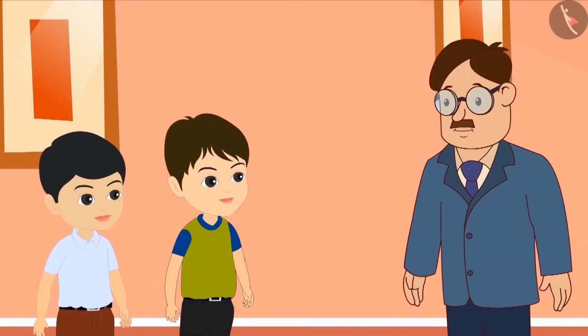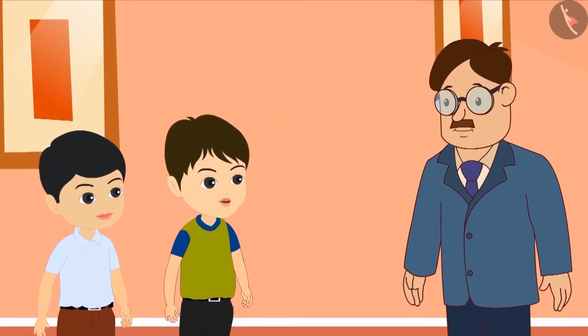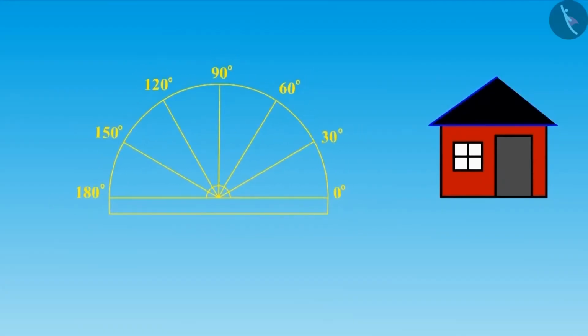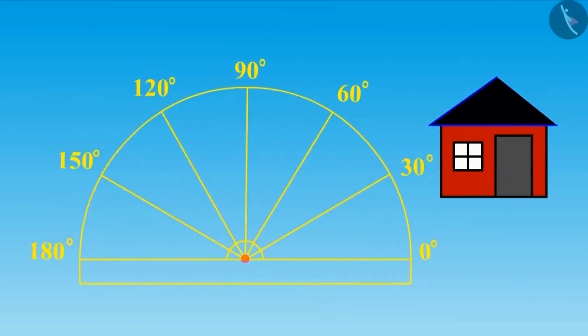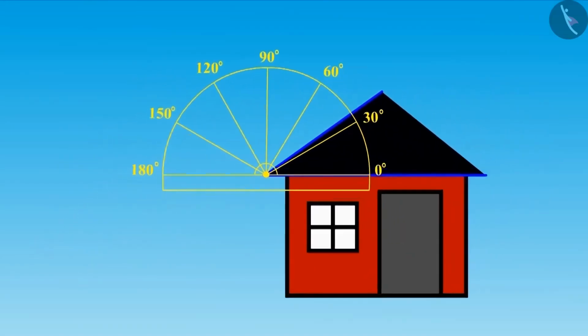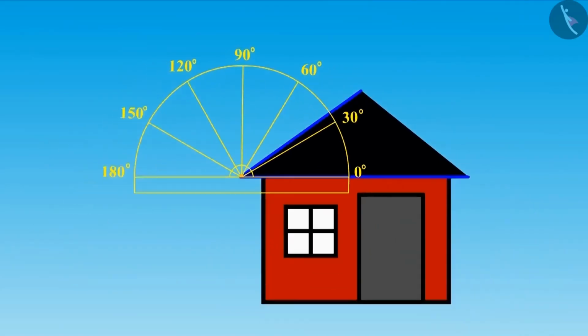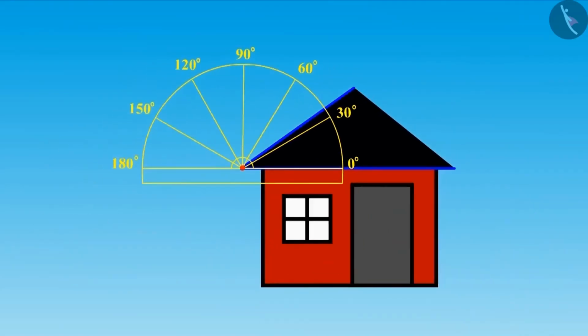Bholu's answer is absolutely correct. But how is that, uncle? Look, kids. To measure angles, we need to make sure where the center point of the protractor is placed. This center point has to be placed at the vertex of the angle, and this arm should be aligned with the baseline of the protractor.